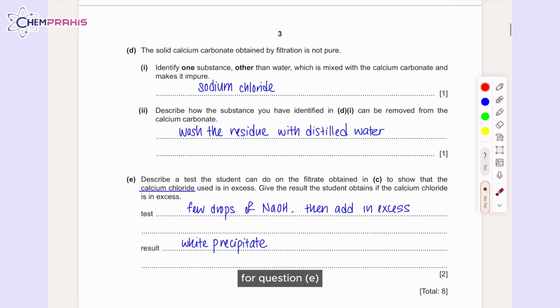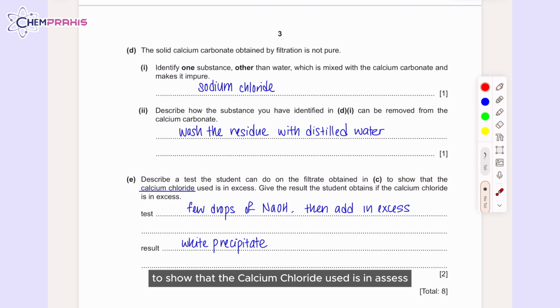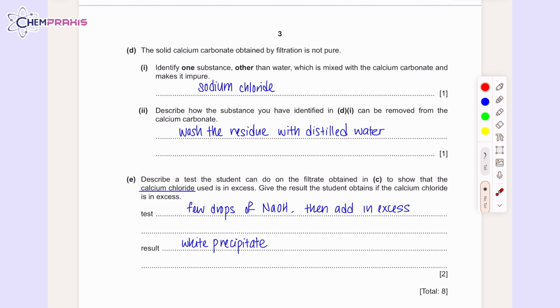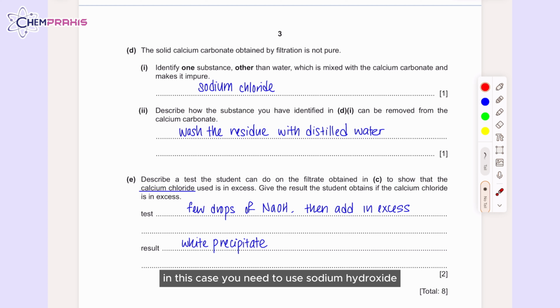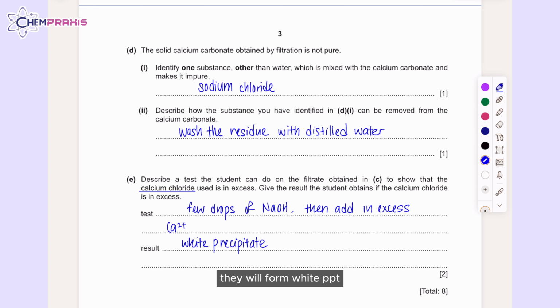For question E, describe a test the student can do on the filtrate obtained in C to show that the calcium chloride used is in excess. Give the result the student obtains if the calcium chloride is in excess. In this case, you need to use sodium hydroxide. First of all, you can add a few drops of sodium hydroxide. After that, you can add in excess, because calcium ions will form a white precipitate. So you can detect the presence of calcium ion by using NaOH.